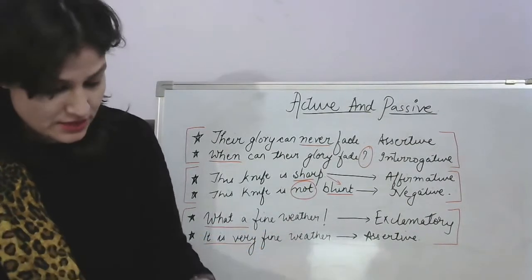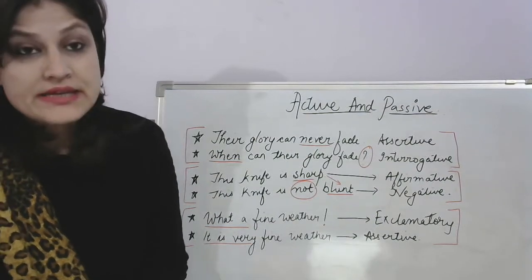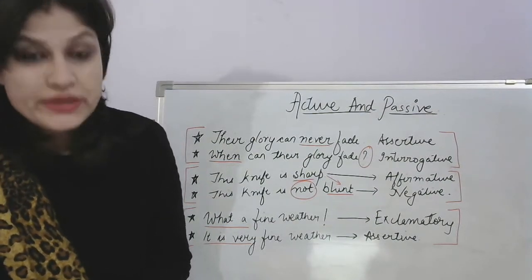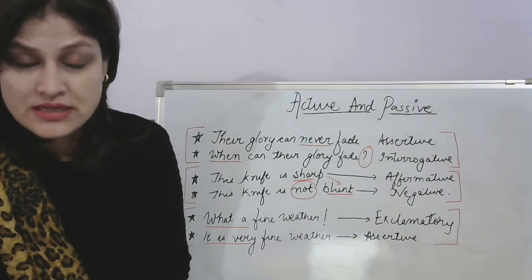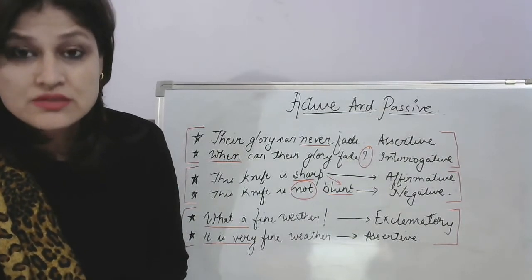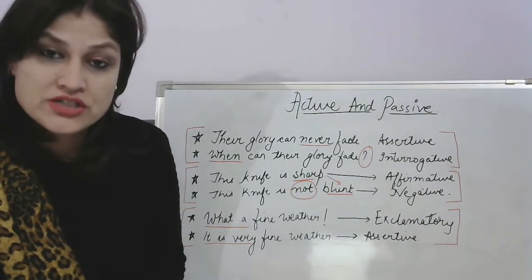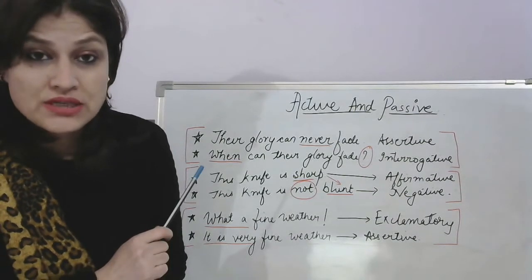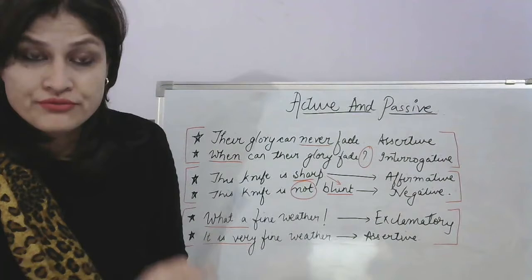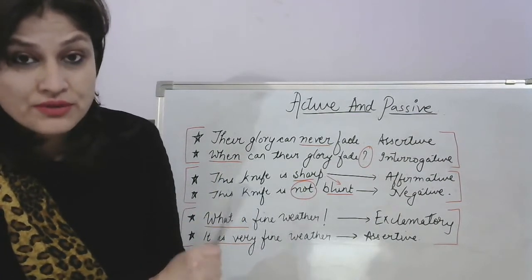Now let's continue. See, it says here, interchange of interrogative and assertive form. Interrogative means your questions. And you have to change assertive to question or question to assertive. It depends. Now, see the first sentence given here. Their glory can never fade. So it's an assertive sentence, but we have a negative, never.